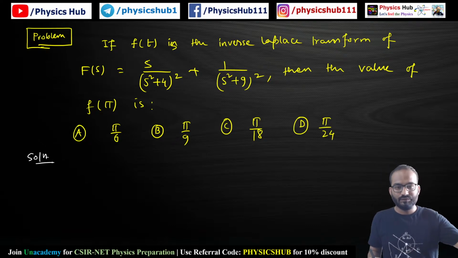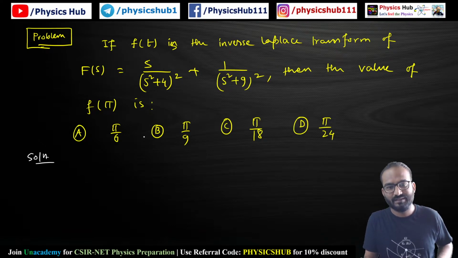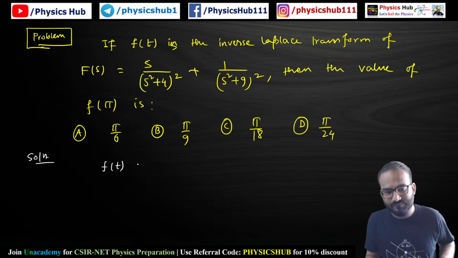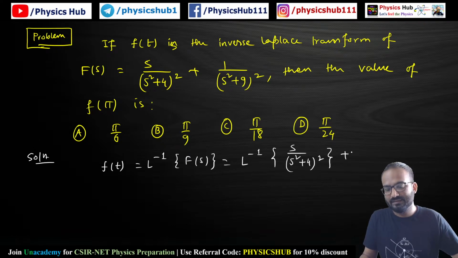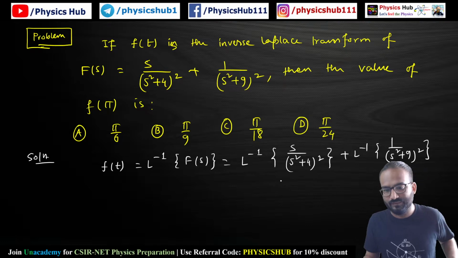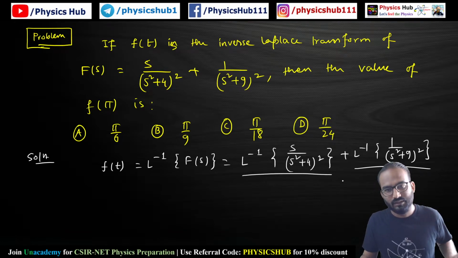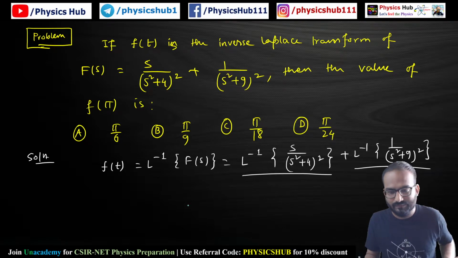How can we do this? First of all, let us try to tackle this. What will be your f of t? f of t is nothing but the Laplace inverse of your F of s. It means taking the inverse Laplace transform of s by (s square plus 4) whole square, plus taking the inverse Laplace transform of 1 by (s square plus 9) whole square. So we have two terms, firstly this term and secondly this term. We need to find them separately. Let us consider the first term first.